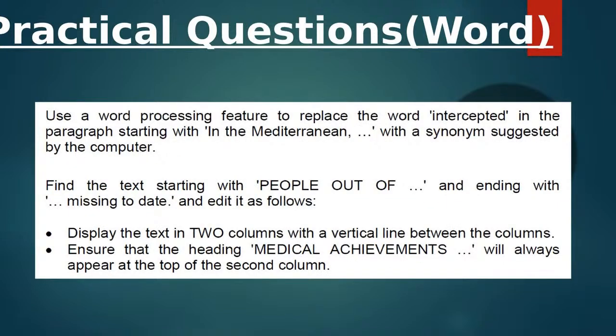Here's another one. Use a word processing feature to replace the word. Okay, we know that's find and replace. Find the text starting with people out of and ending with missing date. Again, our find and replace. Display the text in 2 columns with a vertical line in between the columns.